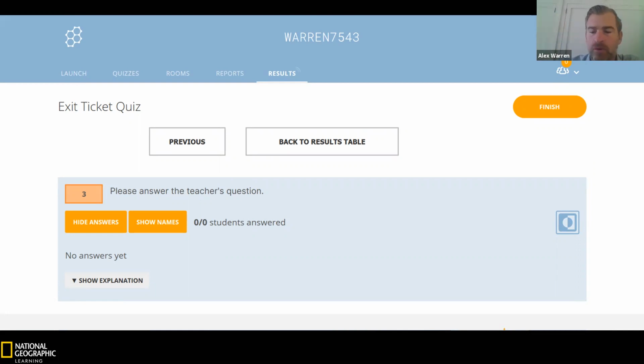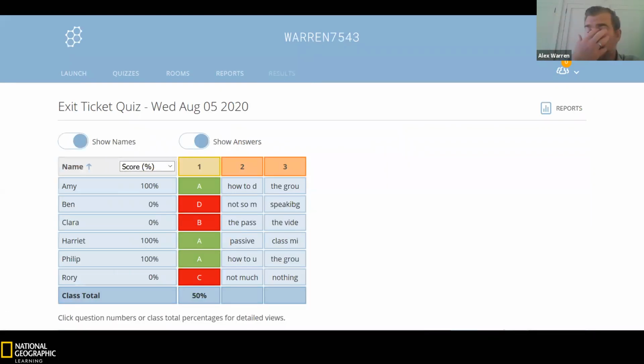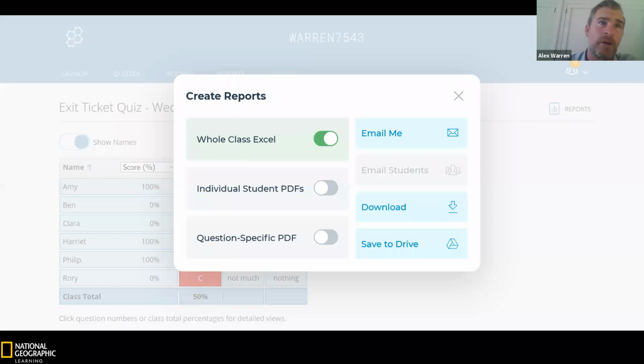Once everyone's answered all the questions, you get a nice little table, a clear reference point of how your students are doing. And the best thing about it is you can export it into an Excel document, PDFs, etc. So you have that record. You can see exactly how they are doing.